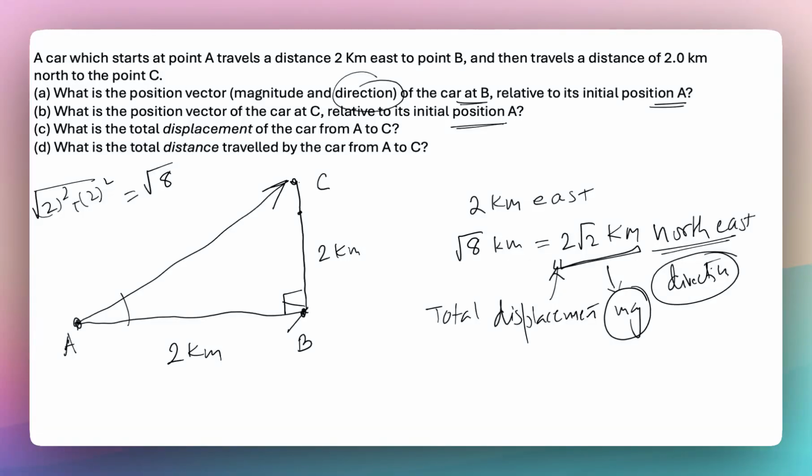Now it's asking what is the total distance traveled by the car from A to C. As we know, the distance traveled really depends upon the path, right? So the path the car took was first it went from A to B and then from B to C. A to B is 2 kilometers, and then from B to C, 2 kilometers. So the total distance traveled is 4 kilometers. Okay. So this is how we calculate displacement and distance, and I will again summarize the difference very quickly.